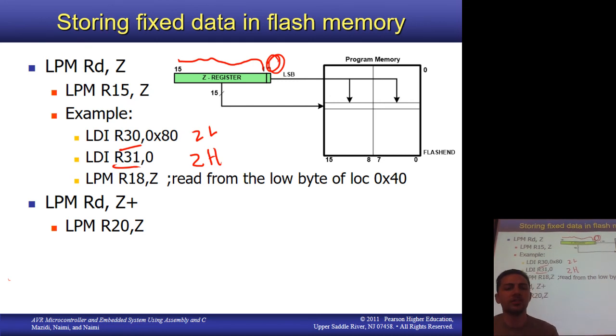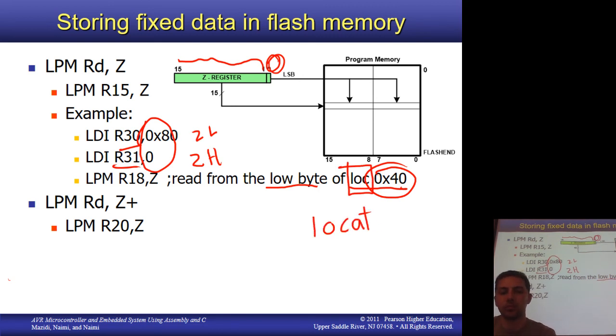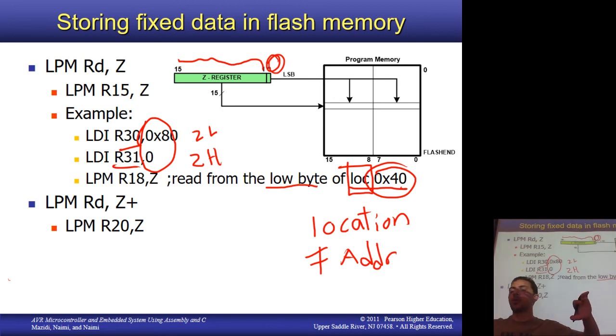So what does this do? This is going to read, well, this is an interesting comment here. It's going to read the low byte of location 40 hex. Is anybody bothered by the fact that it says 40 hex here? We loaded 80 into Z. And here's the thing. The key word in this comment is location. Location does not equal address. Two separate vocab words. I want you to split those up in your brain right now. Location does not equal address.